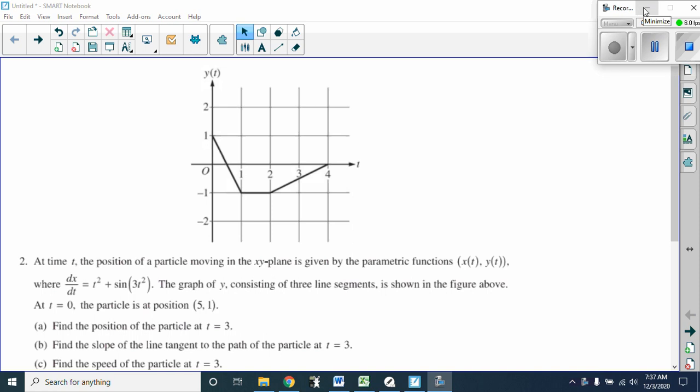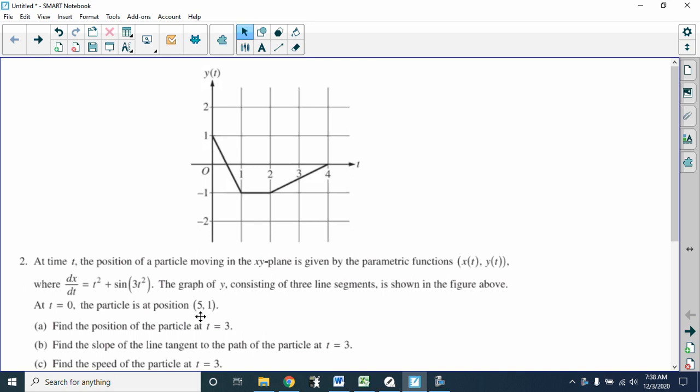This is a 2016 AP problem number 2. We're going to do this one together because it's a little bit different. It gives us dx/dt like it usually does, but then it gives us a graph of y(t). It doesn't give us dy/dt as an equation or as a graph.